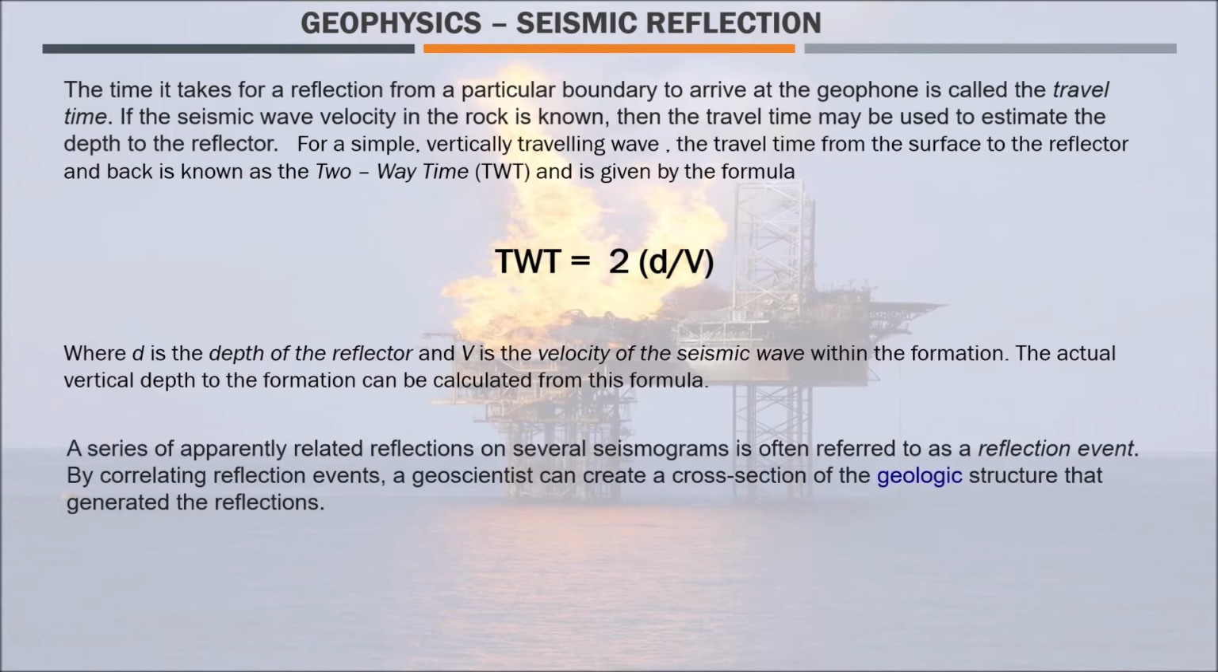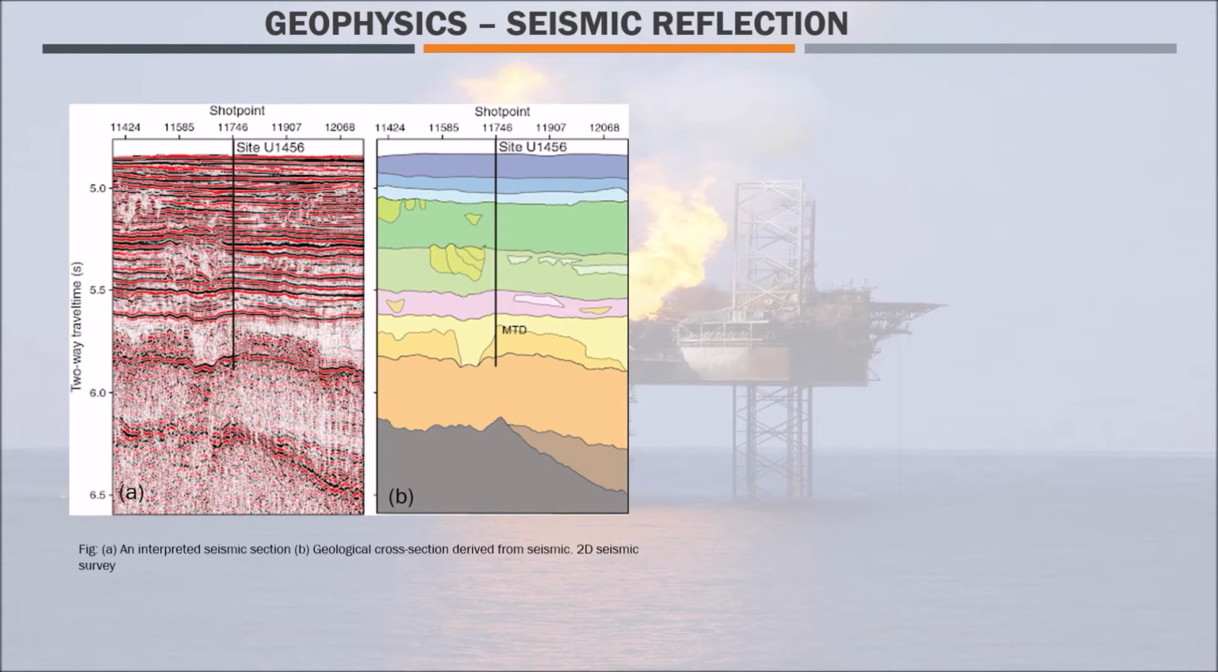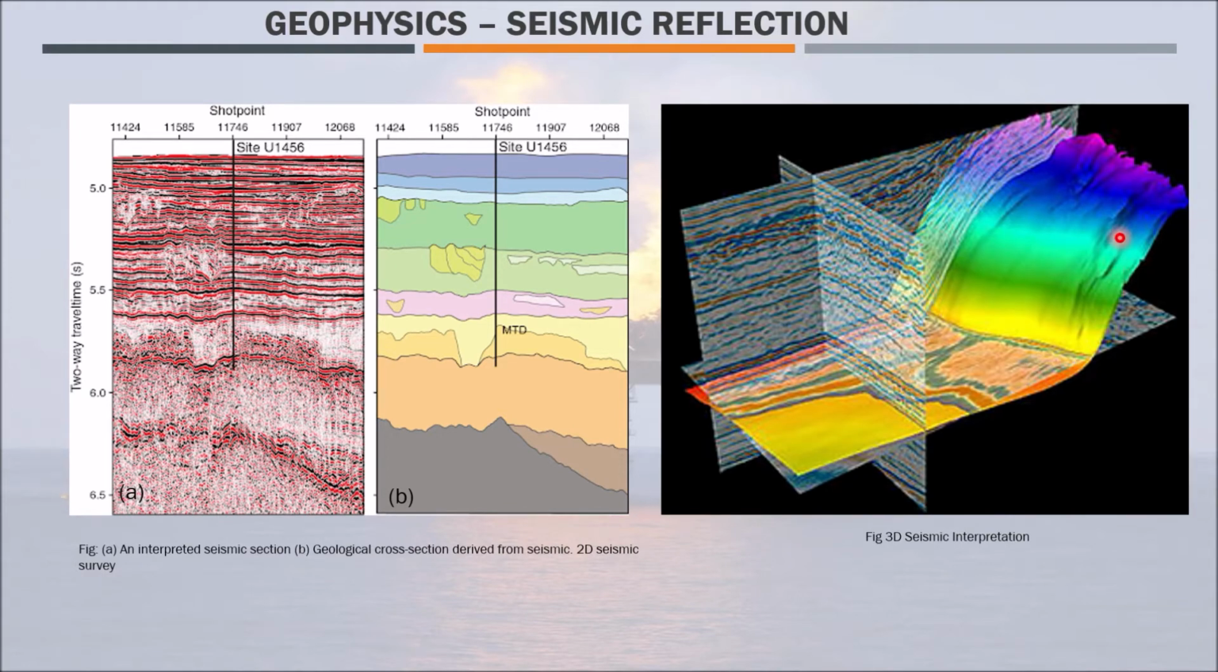A series of apparently related reflections on several seismograms is often referred to as a reflection event. By correlating reflection events, a geoscientist can create a cross-section of the geologic structure that generated the reflections. Interpretation of large surveys is usually carried out with programs using high-end three-dimensional computer graphics. Now this is an interpreted seismic section showing the different interpreted layers here, and so on. This is the corresponding geological cross-section of the same. This here is a 3D interpreted seismic section in three dimensions.